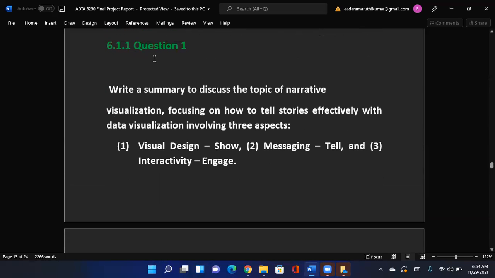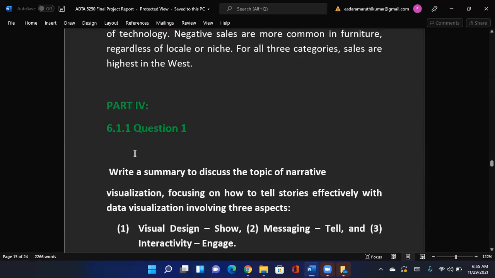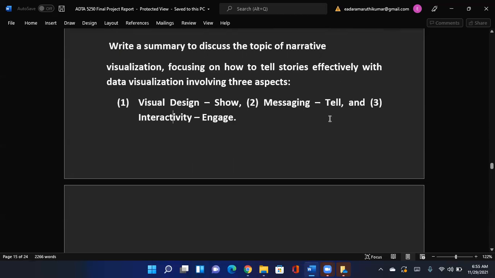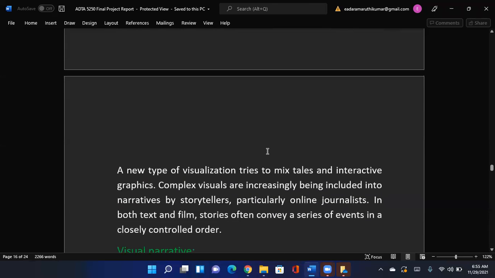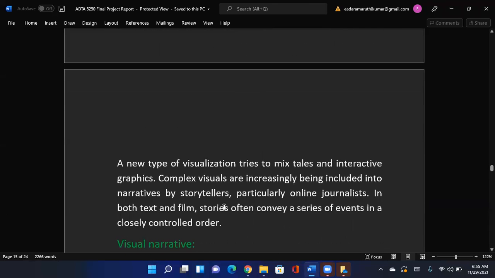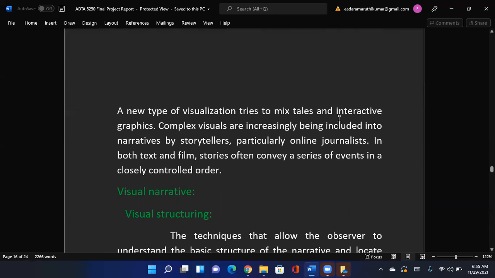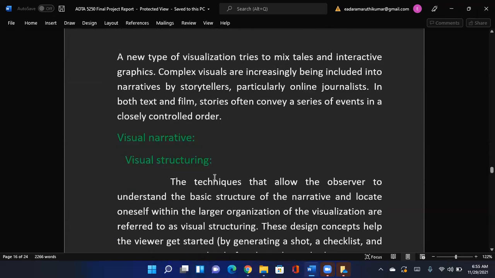This is the first part in part four, question number one. Here we discussed the visual design, showing and messaging, telling, and interactive engagement. What does narrative visualization mean? It is a new type of visualization that tries to mix tales and interactive graphics. Complex visualizations are increasingly being included in narratives by storytellers, particularly online journalists. In both text and film, stories often convey a series of events in a closely controlled order. This is what a narrative visualization is.